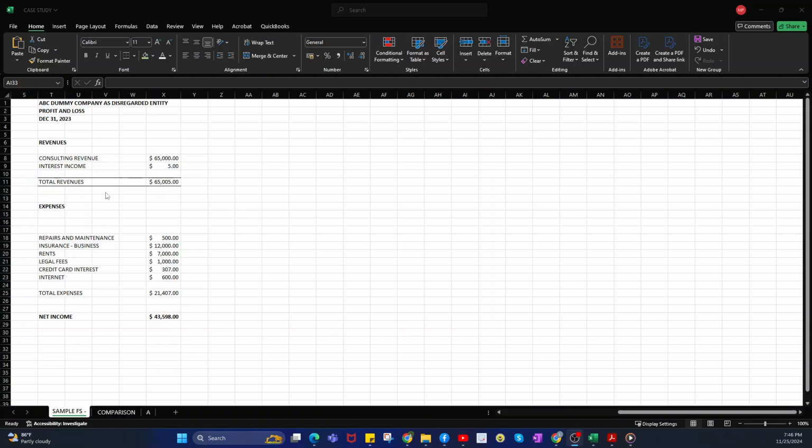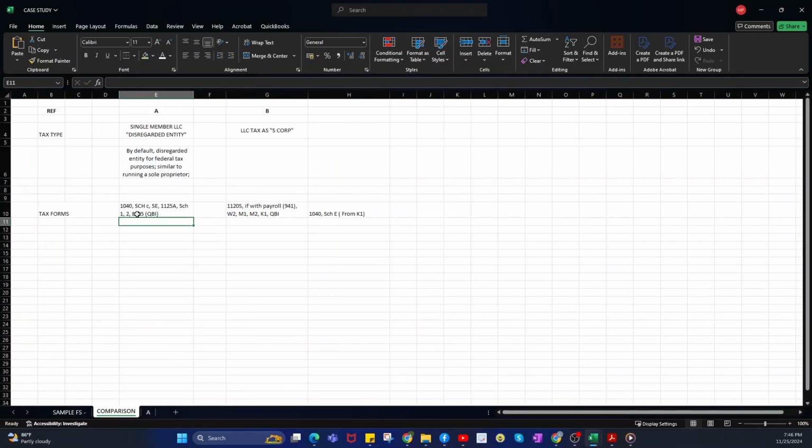So, in a case like this one, what are the common tax forms that need to be prepared? We have the 1040, we have Schedule C, the profit and loss statement, and Schedule SE, 1125 for cost of goods sold, Schedules 1, 2, and 8995 for QBI.